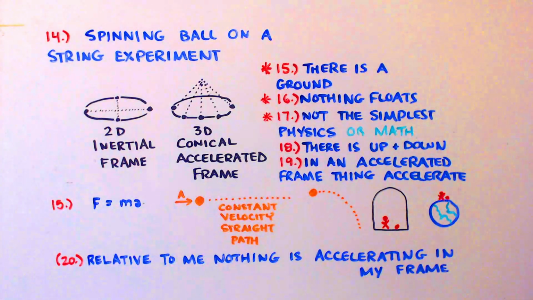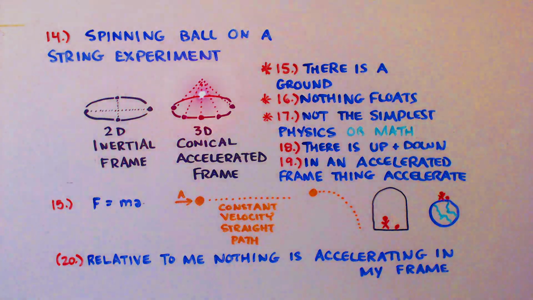Number 14, the spinning ball on a string experiment. When you are in an inertial frame, you can spin a ball on a string and you will make a two-dimensional circle. But on Earth, this does not happen. We make a conical pendulum when we spin a ball on a string. This indicates that we are in an accelerated frame. Otherwise, we would have a two-dimensional, non-conical shape when we were done spinning our ball on a string.